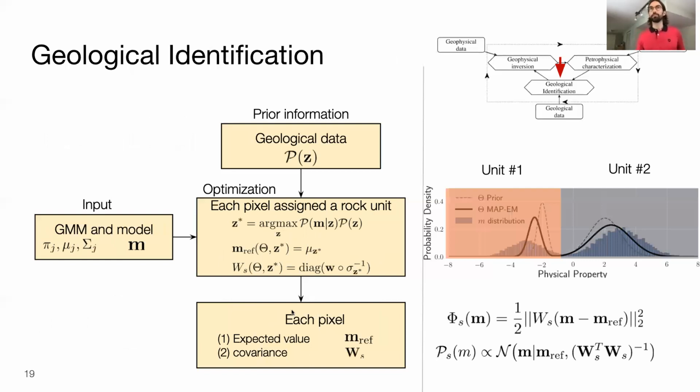And then the geophysical step is basically, for each cell, to identify to which unit it belongs based on its physical property and the current GMM distribution. And from this assignment, we can update the reference model and the smallness weight at each cell. And then we start over the process with the geophysical inversion with the new updated values.